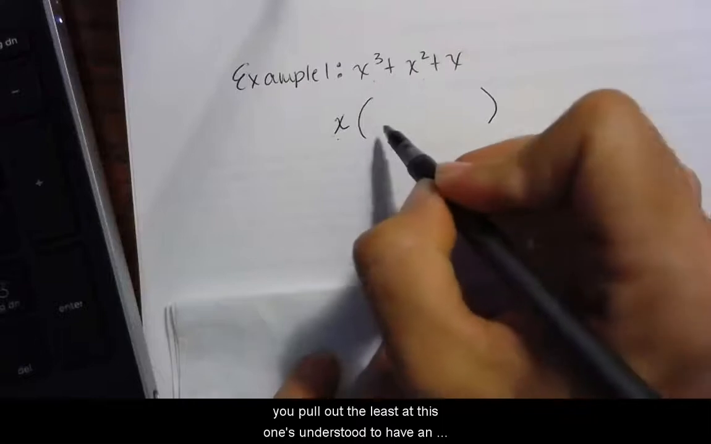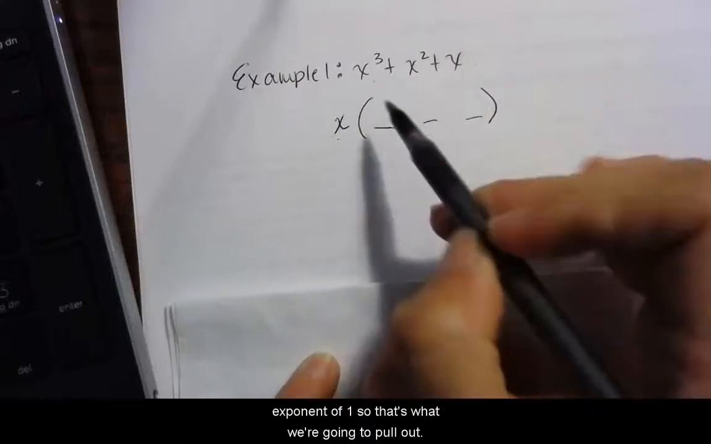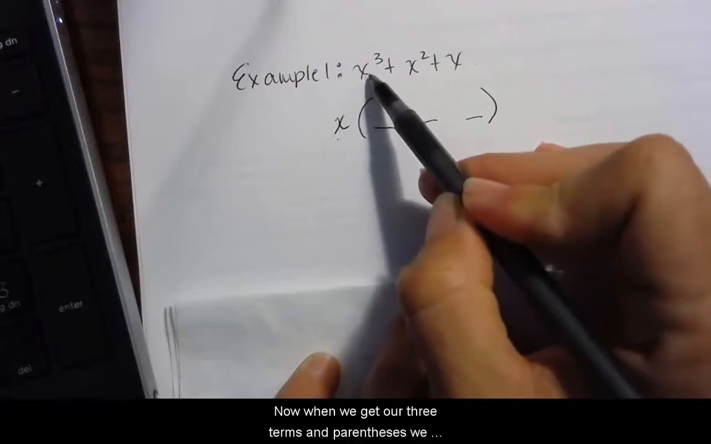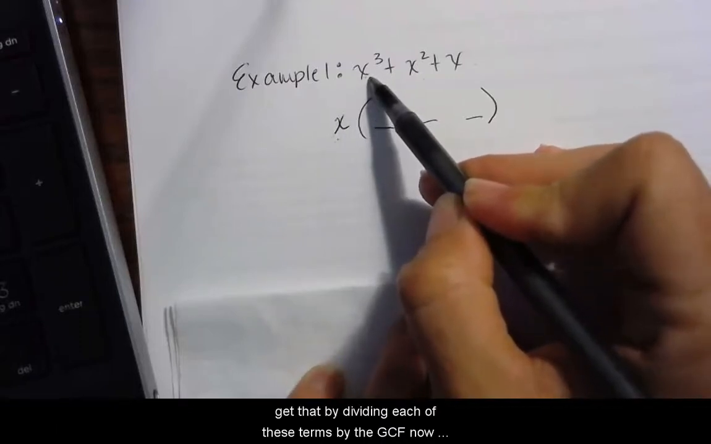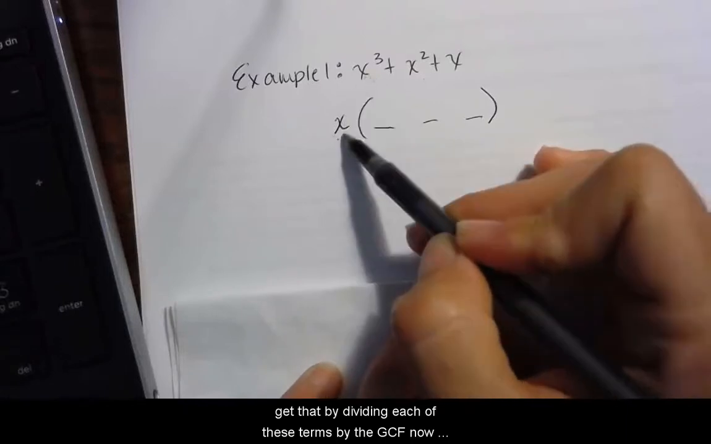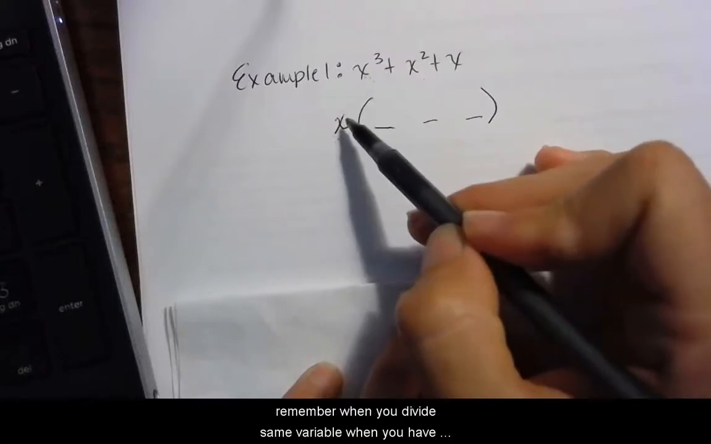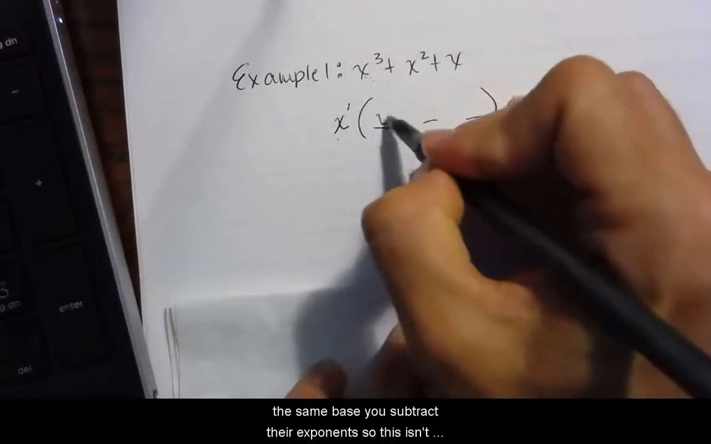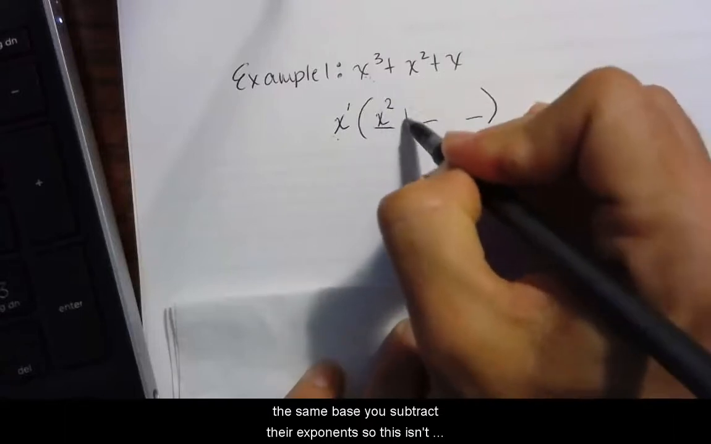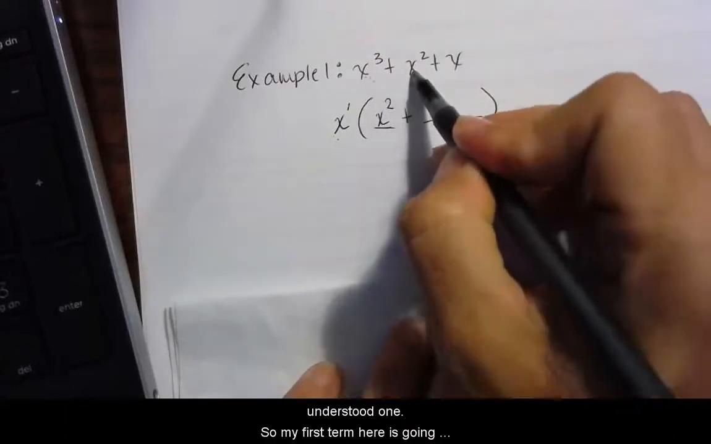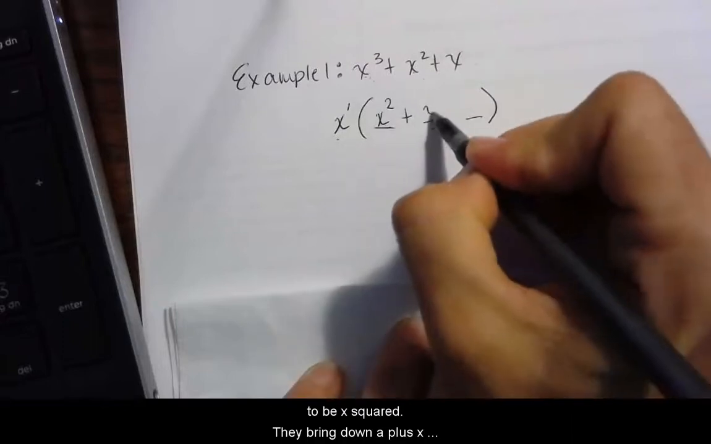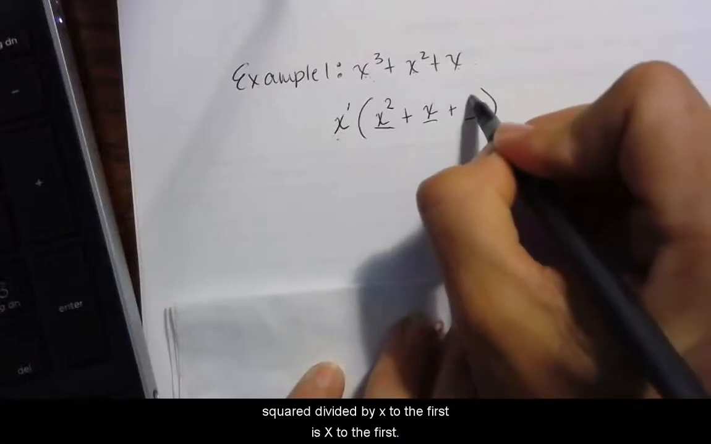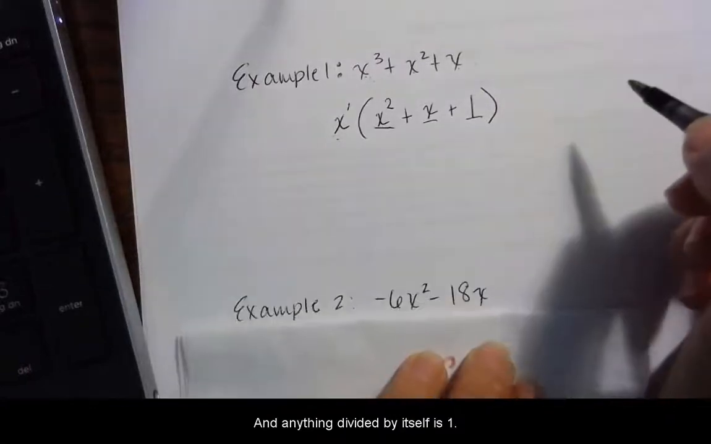Now, when we get our three terms in parentheses, we get that by dividing each of these terms by the GCF. Now, remember, when you divide the same variable, when you have the same base, you subtract their exponents. So this is an understood 1. So my first term here is going to be x squared. I'm going to bring down a plus. X squared divided by x to the first is x to the first. And anything divided by itself is 1. So this is the final answer.